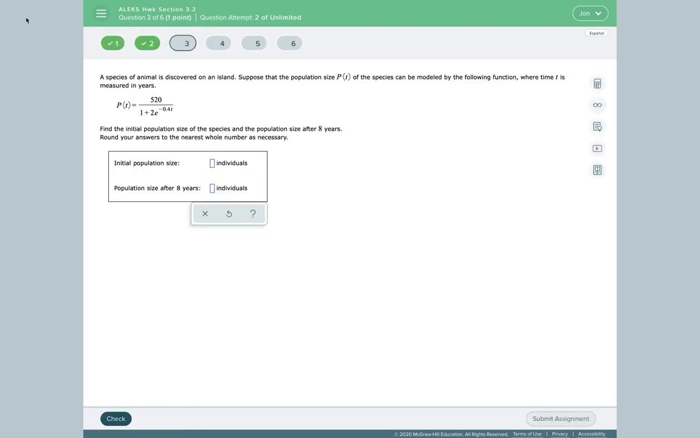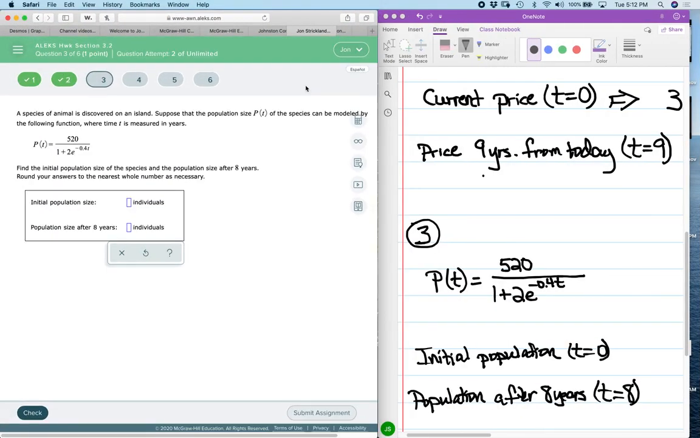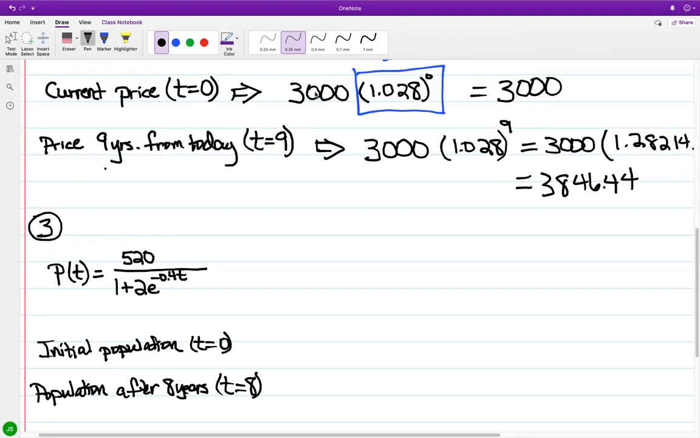Okay, for what we have in number 3, we have a species of animal is discovered on an island. Suppose that the population size P of t of the species can be modeled by the following function, where time t is measured in years. Okay, so we have this particular formula, and it says to find the initial population size of the species, as well as the population size after 8 years, and it says to round your answers to the nearest whole number as necessary.